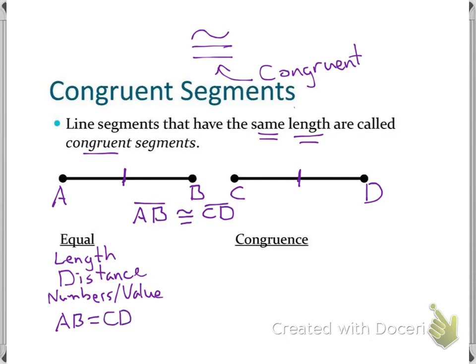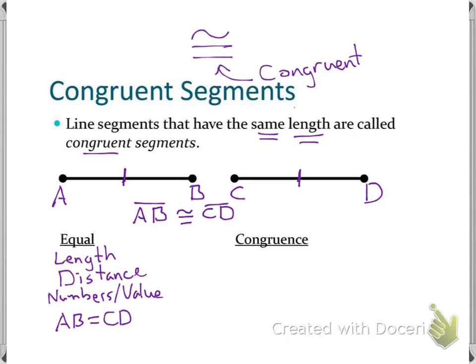Think about the way you drive to school, travel to school, or walk to school, however you get to school. You leave your house, you get to school. You covered some distance, some length. When you come home, if you come home the same way, it's the same distance, it's the same length. So the distance to school is equal to the distance back home.